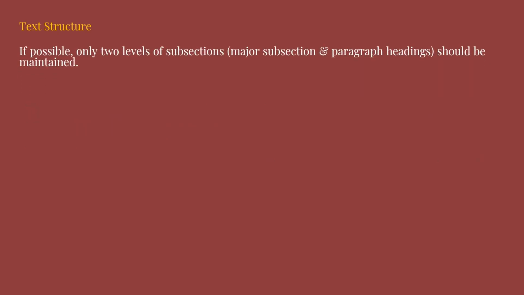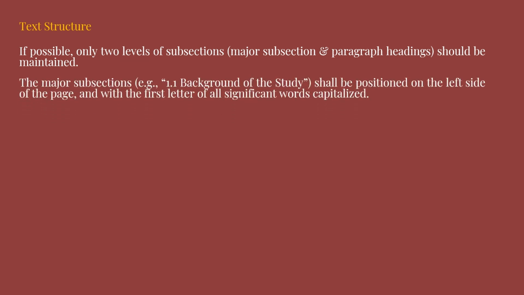For the text structure, if possible, only 2 levels of subsection should be found. You have the major subsection and you also have the paragraph headings. The major subsections, for example, in chapter 1, you have subsections like the background of the study, the objectives of the study, the scope and limitations. So these are the major subsections. These shall be positioned on the left side of the page and with the first letter of all significant words capitalized. As you can see here, background capitalized, study also capitalized.